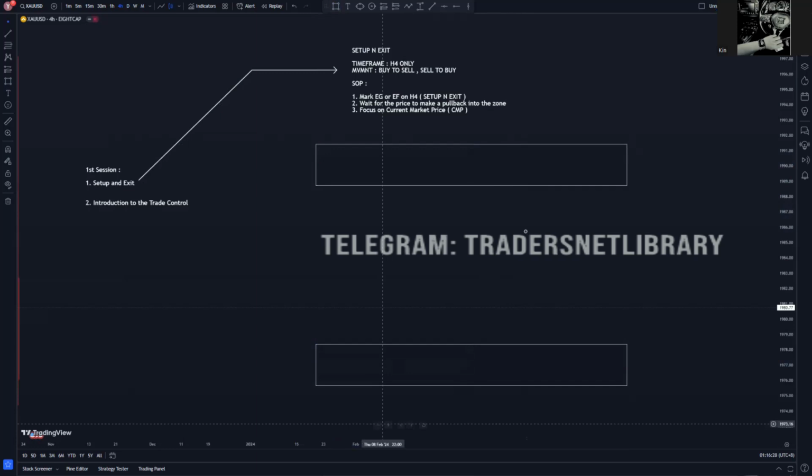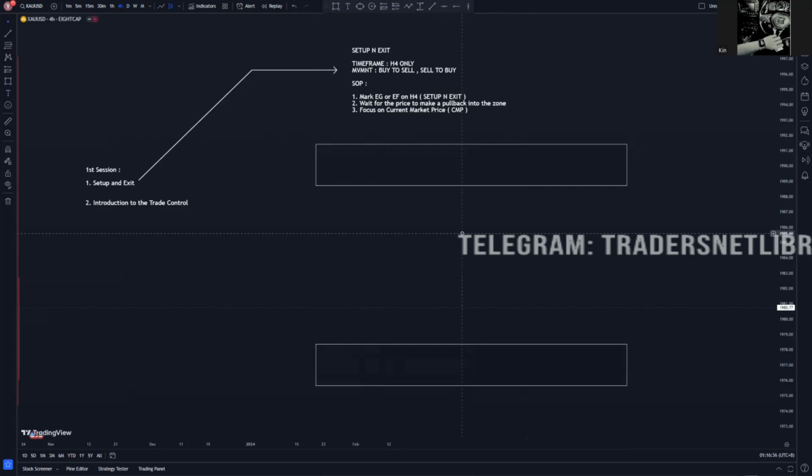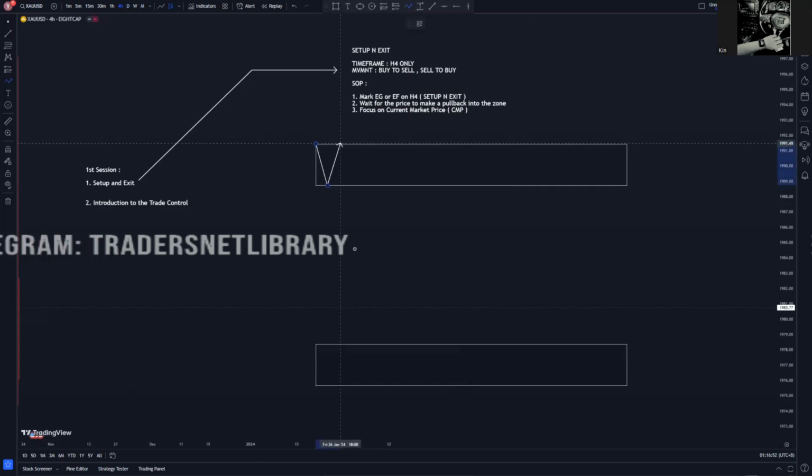So like I said just now, every EG or EF on H4 is going to be either our setup or our exit, because right now we are just talking about the H4. So for an example, you have an engulfing sell on H4 and then you mark it. And then we're done with the first SOP.